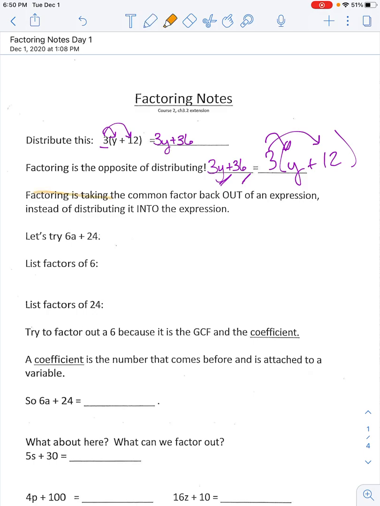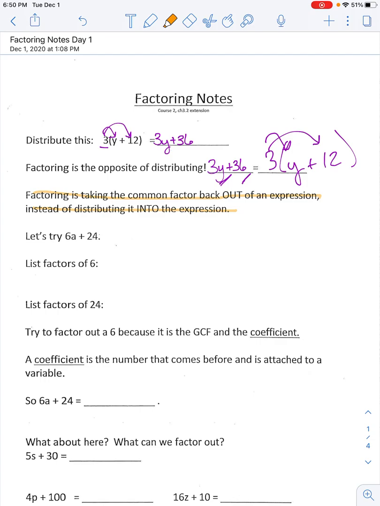This next part: factoring is taking the common factor back out of an expression instead of distributing it into the expression. So when you distribute, obviously you're multiplying it by both numbers. When you're factoring, you're taking it out of the expression. Okay? So to break it down in detail, they're going to give us the problem 6a plus 24. We are going to factor that in a moment.